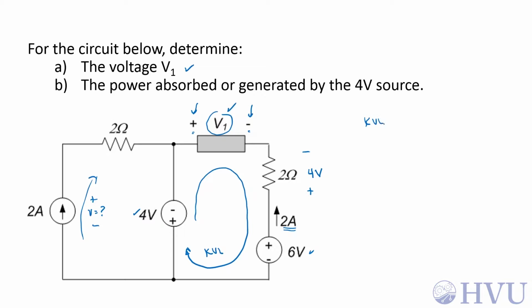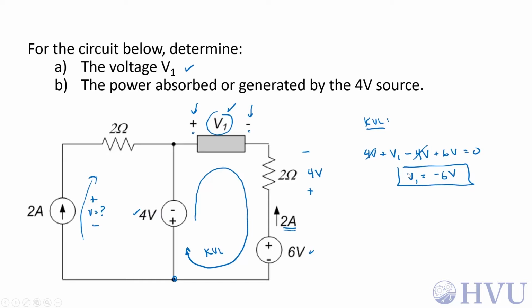So now KVL tells me that if I start down here, I see a plus sign first, so that's 4 volts. I see a plus sign first on V1. I see a minus sign on the 4 volt across this 2 ohm resistor, and I see a plus sign on this 6 volt source. That cancels with that, and V1 is equal to minus 6 volts.